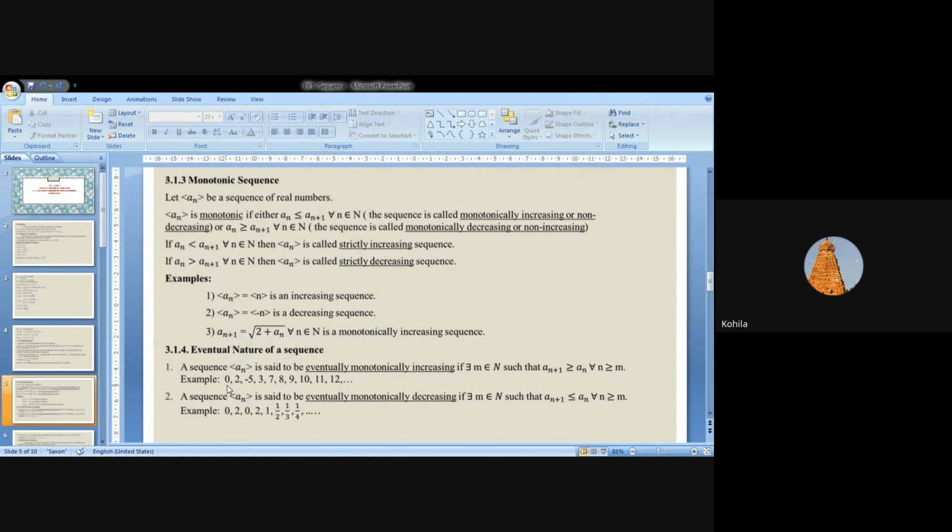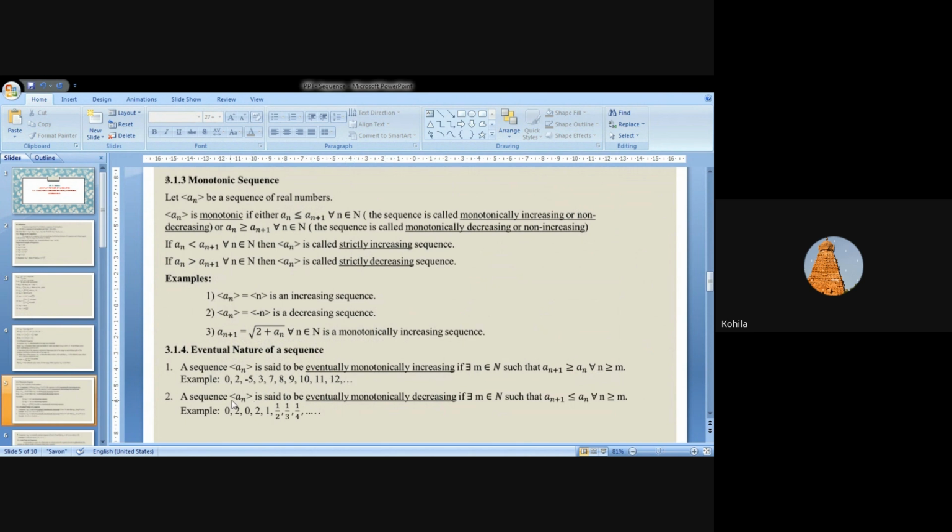Here, the first term is 0, the second is 2, the third is minus 1. It is oscillating, with ups and downs. Next, the fourth one is 3, then the fifth is 7, then the next is 8. After the fourth term, when m equals 4, the sequence gradually increases its values. From the fourth position onwards, the sequence is increasing. That is why this kind of sequence is called eventually monotonically increasing.